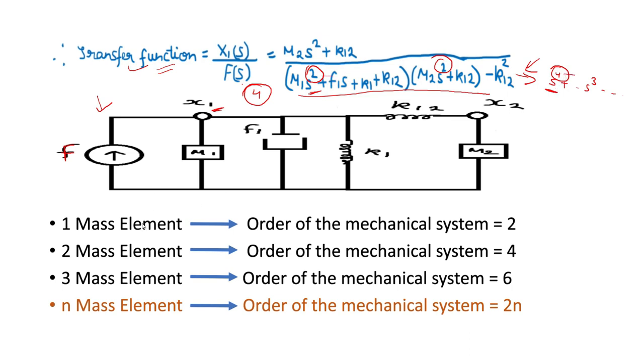So we can see that whenever we have one mass element, then the order of the mechanical system is 2. And when we have two mass elements, then the order of the mechanical system is 4, just like in our case. And similarly, when there are 3 mass elements, then the order of the mechanical system is 6. So we can conclude that whenever there are n mass elements, then the order of the mechanical system becomes 2n. This is important to remember. It can be asked in objective questions.